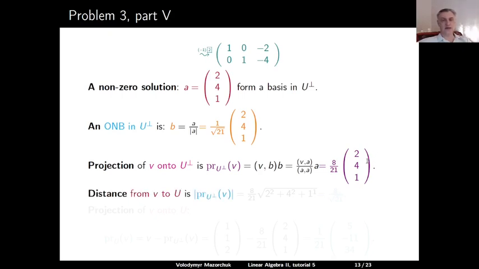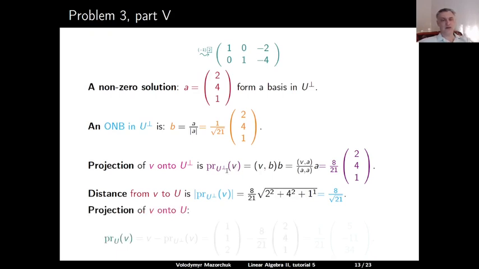And the length of this vector is exactly the distance from v to u. So the distance from v to u is equal to 8 divided by the square root of 21 times the square root of 2 squared plus 4 squared plus 1 squared, which is 8 divided by the root of 21.